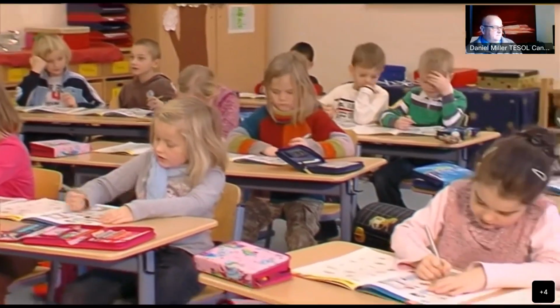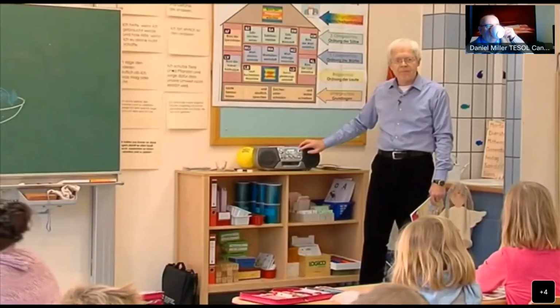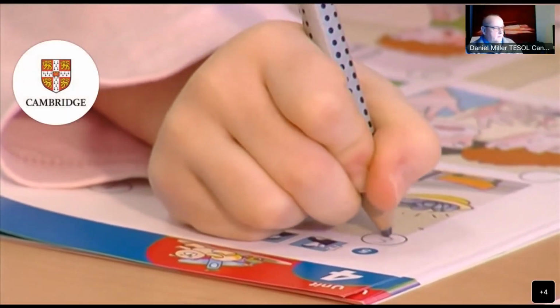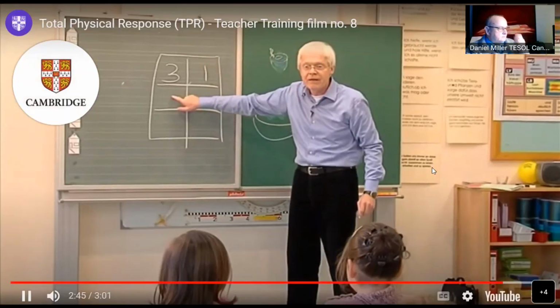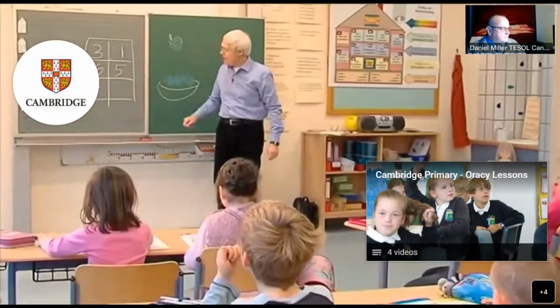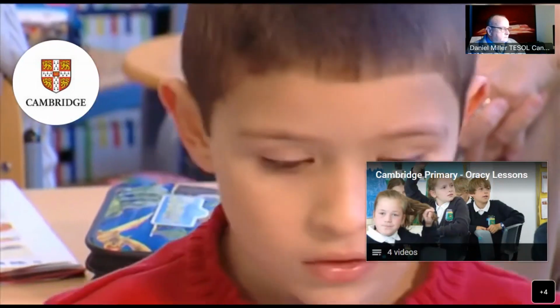The children listen to the sentences from the CD. They write the numbers by the pictures in their book. Afterwards, they compare their results. And here? Six. Six. And the last number here? Two. Yes.